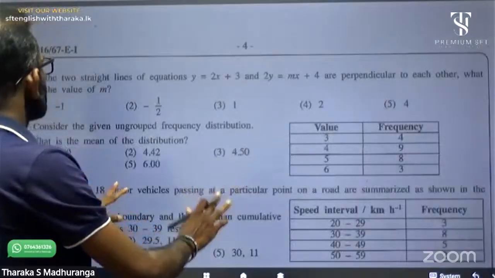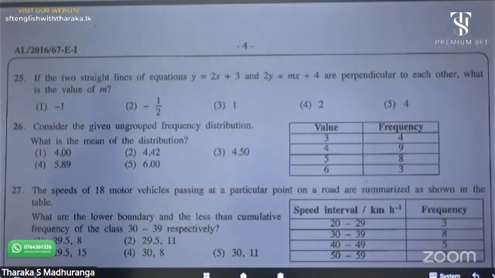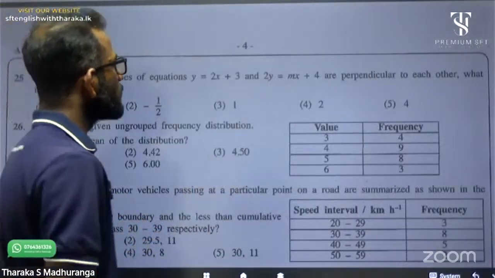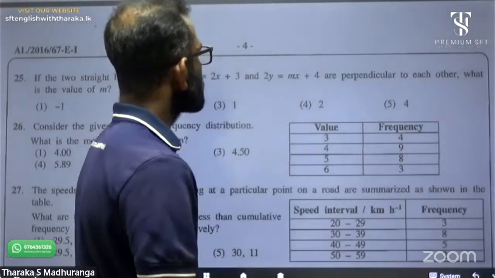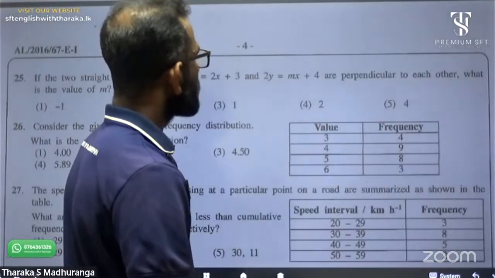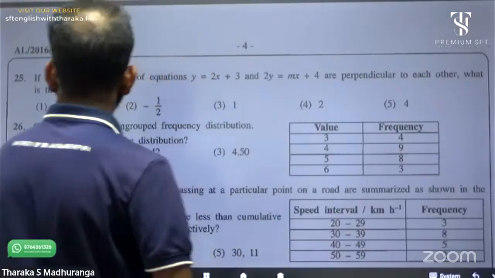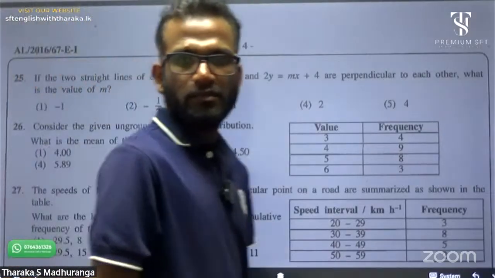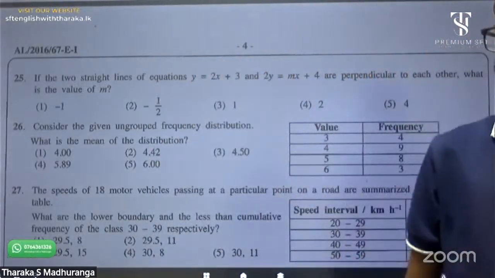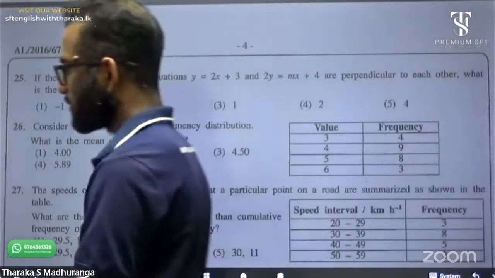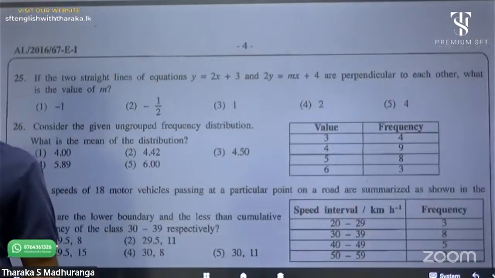See, again asking same question. If the two straight lines of equation y equal 2x plus 3 and 2y equal mx plus 4 are perpendicular to each other, what is the value of m?